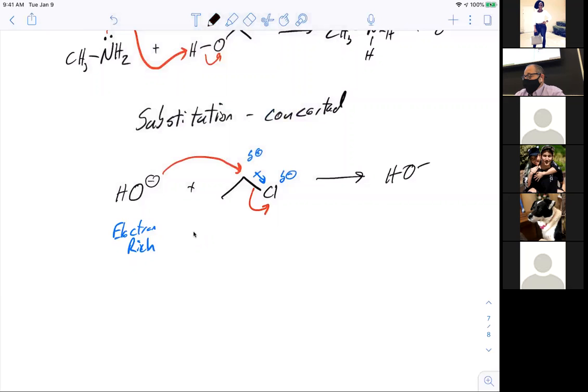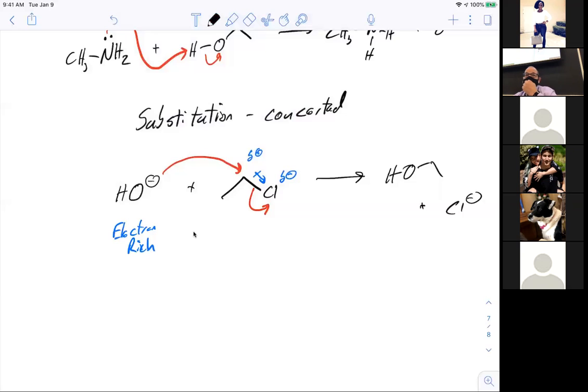So now I've made a bond with that carbon, and my chlorine is left as the negative. And this all happens in one step. That's what concerted means. It's all going to happen in one step, not two steps. Okay, so electron rich going to electron poor, something leaving.